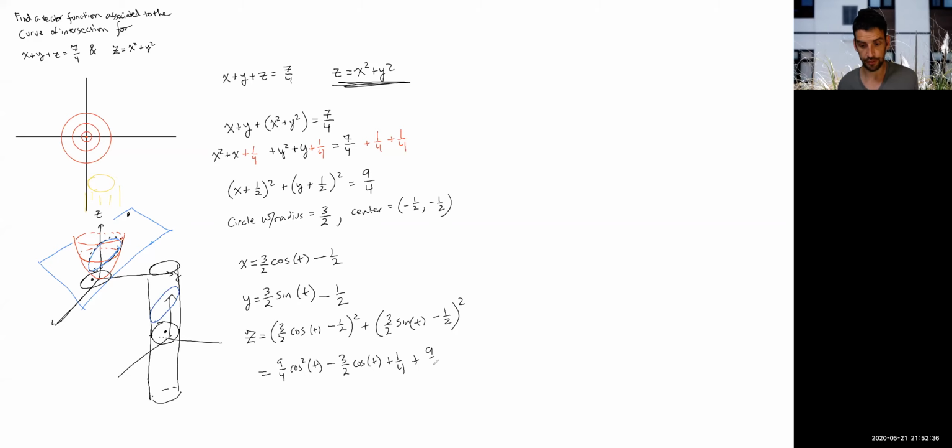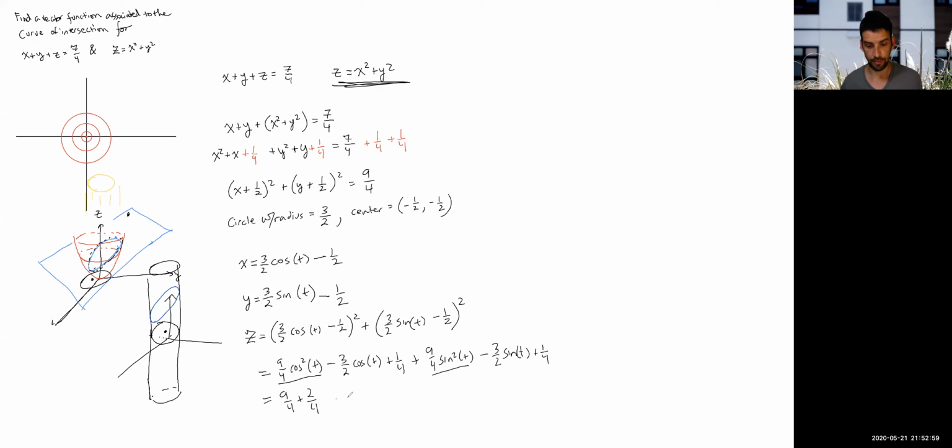I'll get 9/4 sine squared t minus 3/2 sine t plus 1/4, which is equal to, well, the 9/4 cosine squared plus 9/4 sine squared gives me 9/4. I've got 1/4 and 1/4, so I'm going to get 2/4. And then I've got minus 3/2 cosine t plus sine t.